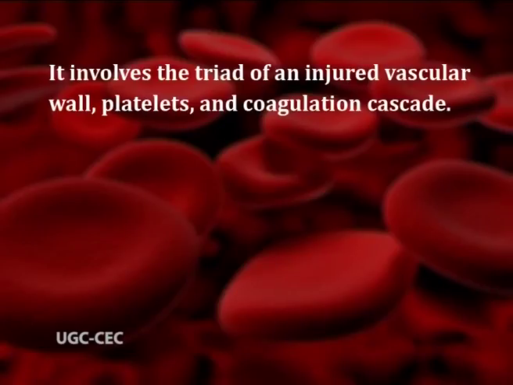Introduction. Hemostasis is a sequence of events that leads to bleeding cessation via the formation of a fibrin platelet hemostatic plug. It involves the triad of an injured vascular wall, platelets and coagulation cascade.